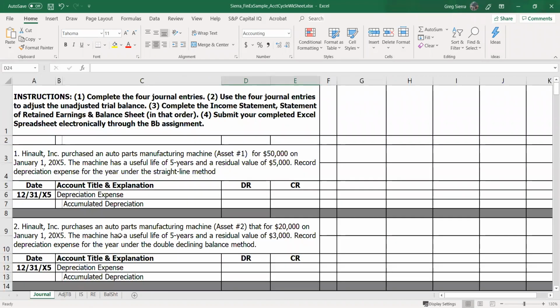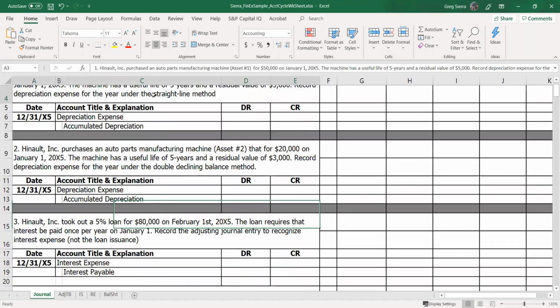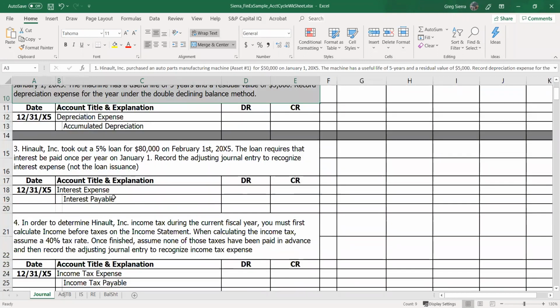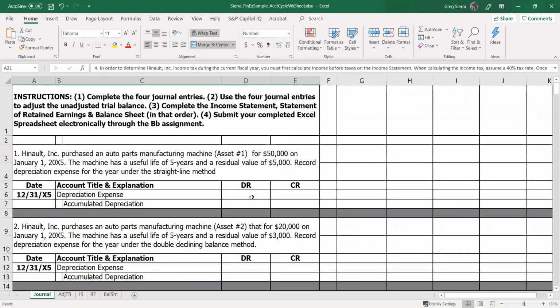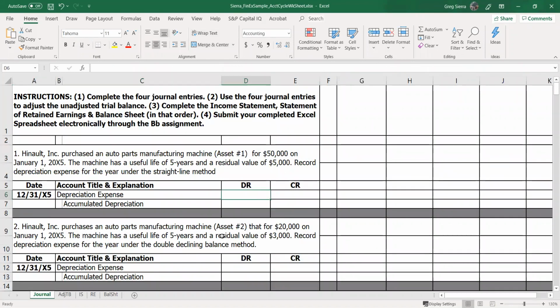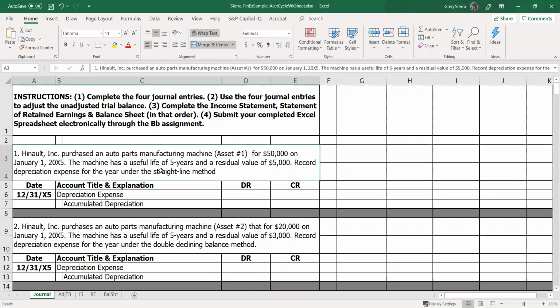sheet. Now the journal entries: there are two depreciation journal entries here, then an interest journal entry, and finally an income tax expense journal entry. The income tax expense journal entry we'll have to do after we create income before taxes. So let's get started with the adjusting journal entries.